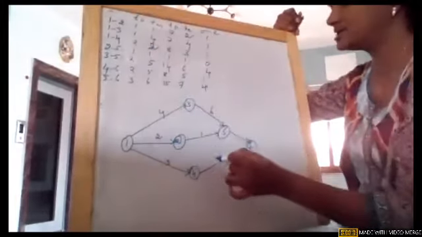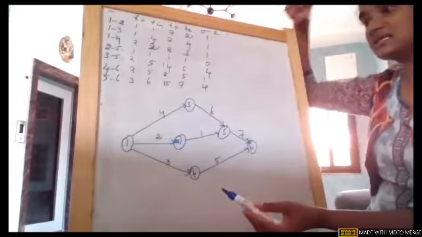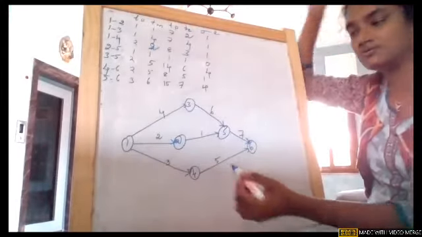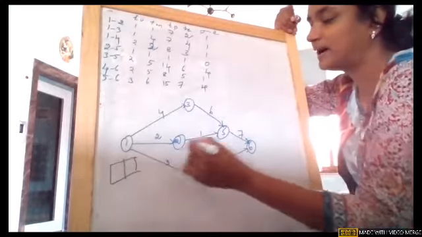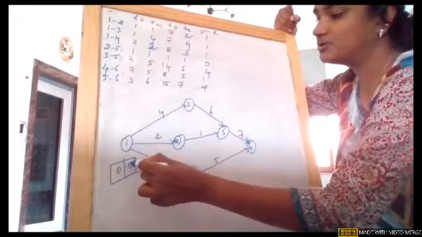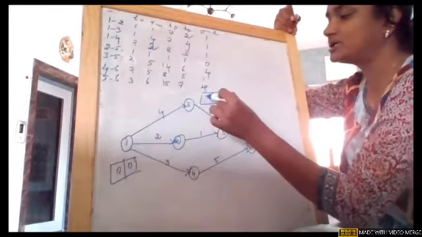4 to 6, the duration is 5, and 5 to 6, the duration is 7. So this is our network, girls. As usual, we'll start calculating earliest and latest time, and find out the critical path. The first node is 0, 0. On node 3, it is 0 plus 4, which is 4.